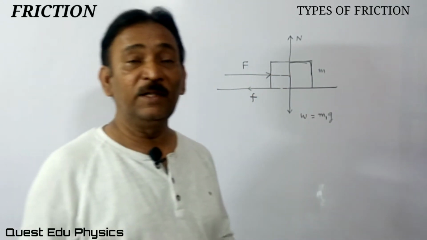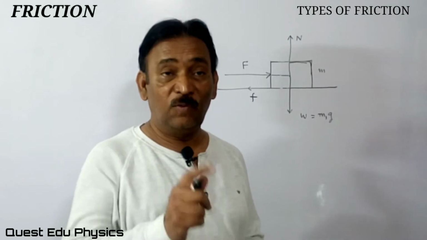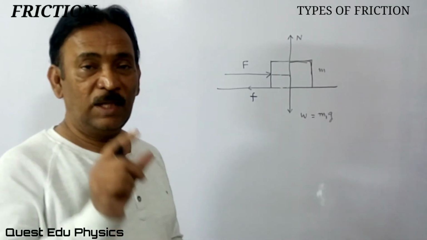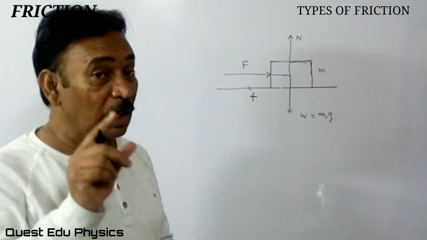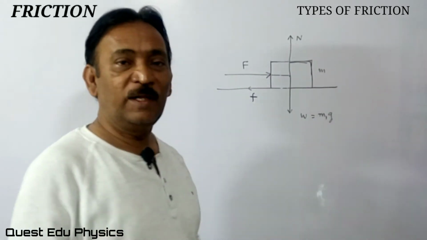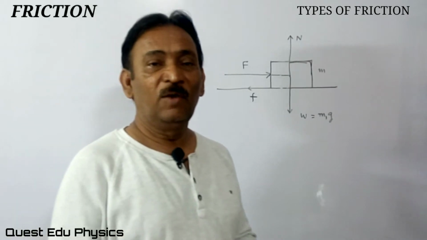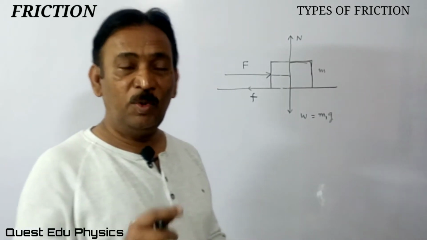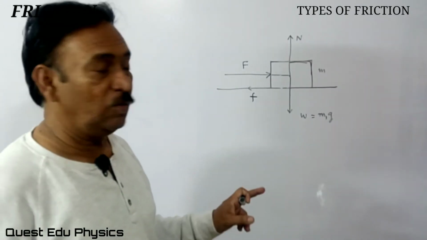That's why, when giving this definition, I said it is the force which tries to stop the relative motion. The relative motion, that means the motion of a body with respect to another body, is opposed by the frictional force. I hope you are understanding what is meant by the frictional force.